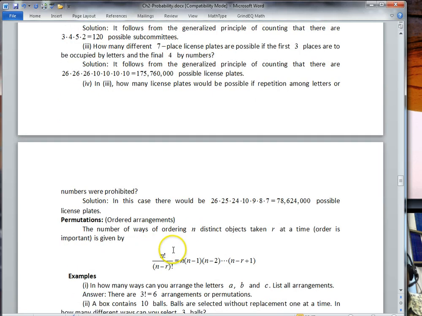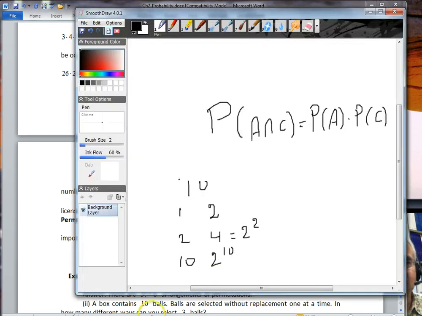It's called ordered arrangements, which means the number of ways of ordering n distinct objects taken r at a time. And in this case, order is important. And that will be given by this, n factorial over n minus r factorial. Factorial. So what are factorials?